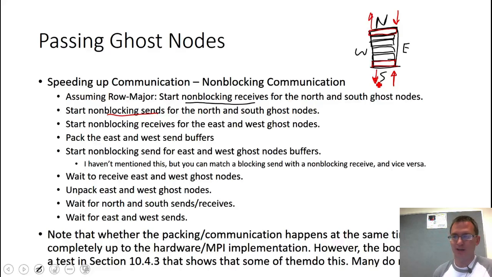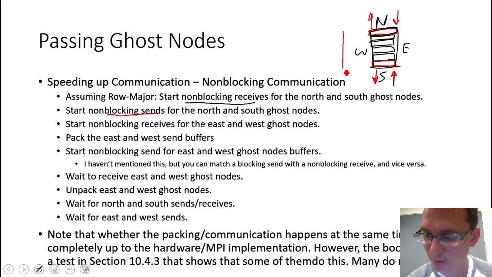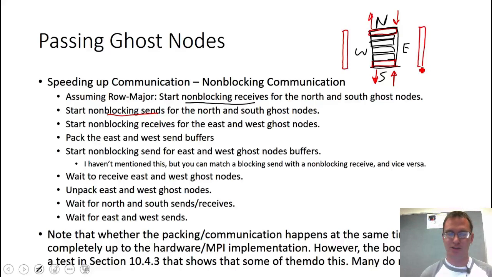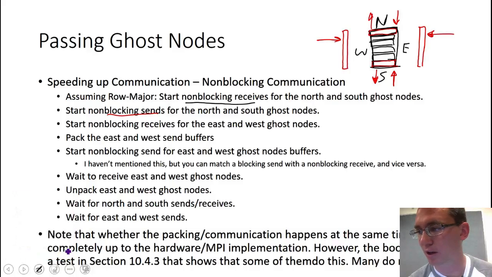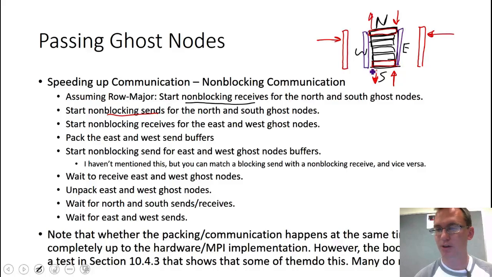Now you're going to start your non-blocking receives for the west and the east. We're actually going to have a separate communication buffer for these. So we're going to receive some data into here, and we're going to receive some data into here. At the same time, we're also going to have a send buffer, I'll draw that here. And we're going to start packing our values into our send buffer.